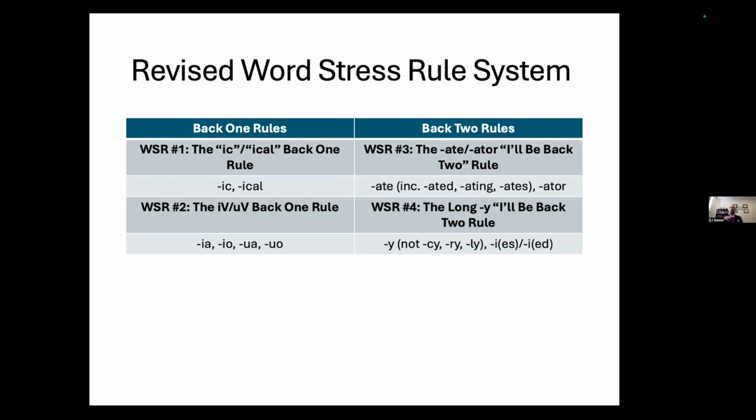So this is now the revised word stress rule system that I'm working with. So I've got the back 1 rules and the back 2 rules. So with the back 2 rules, I like to talk about terminators. Terminators, I'll be back to from the terminator, these endings. So we get ickle for word stress rule number 1. For word stress rule number 2, we've got IA, IO, UA, and UO. Then with the back 2 rules, word stress rule number 3, ATE, ATOR, and so ATE will include ATED, ATING, and ATES. And then word stress rule number 4 for long Y words.